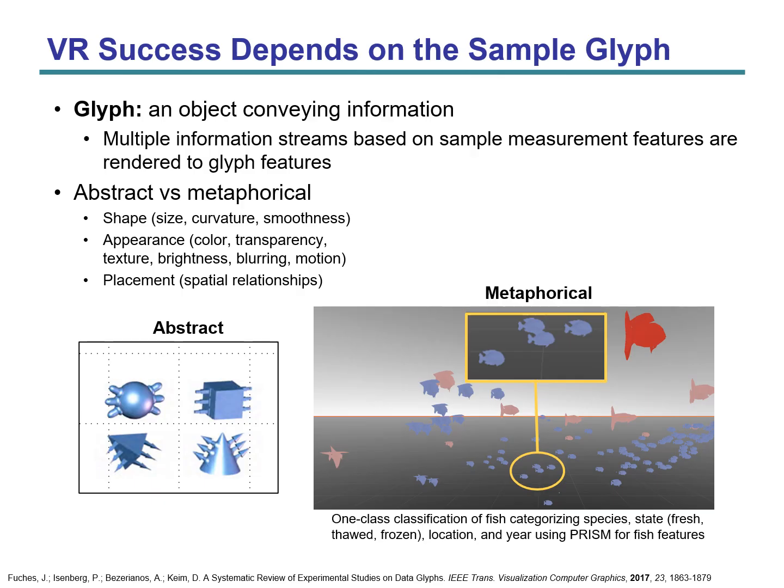But there's a lot of different features you can change on the glyph, and each of these features you can attribute to some sample measurement. We're also just now starting to work with some metaphorical glyphs. So these are fish, and this is for a classification of fish, and we're classifying relative to the species, whether it's fresh, thawed, or frozen, and location and year of the fish.